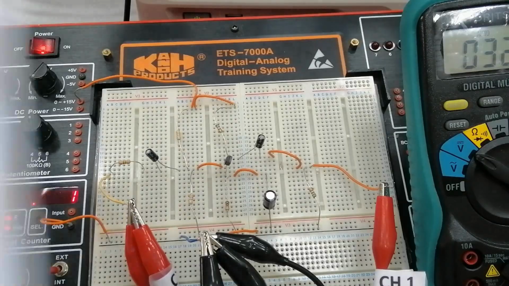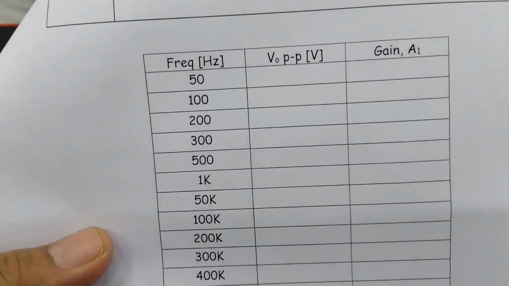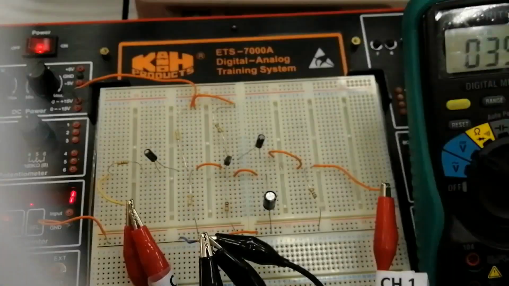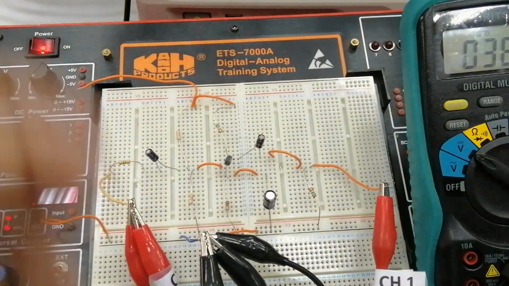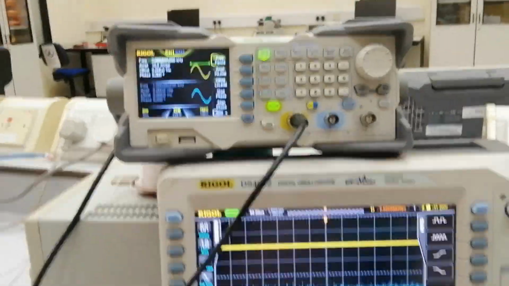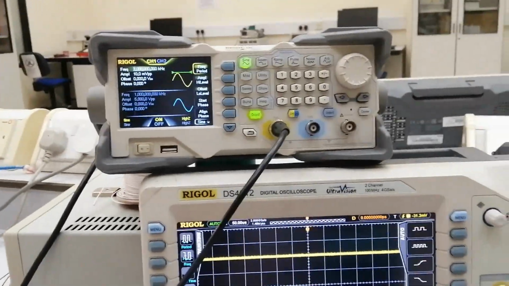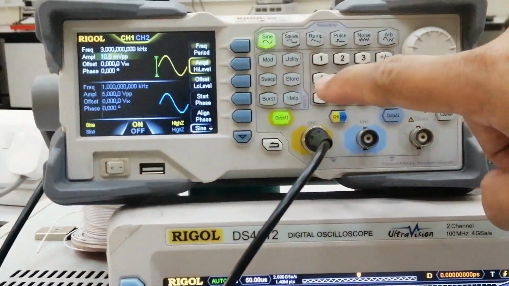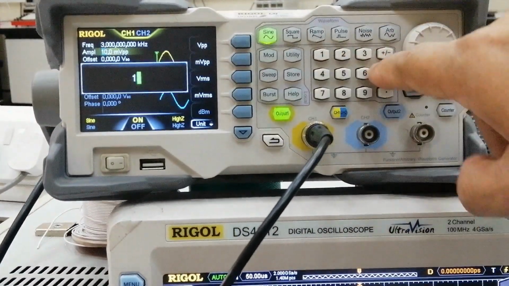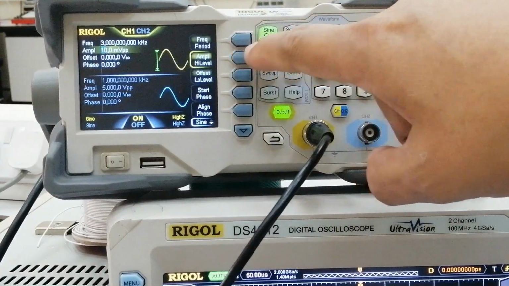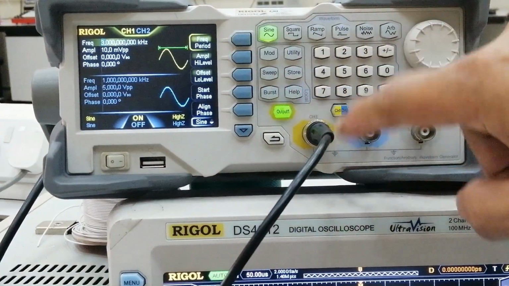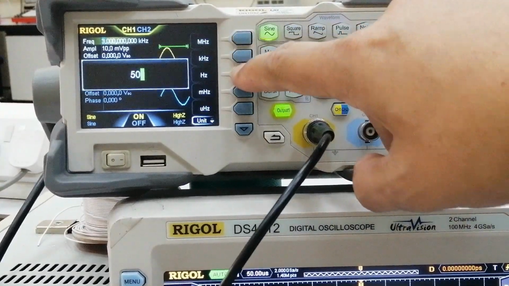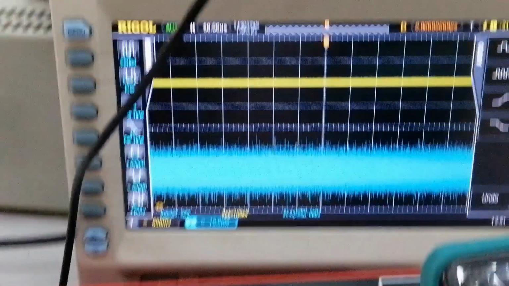Okay, first we had to set our frequency, and of course our input is 10 millivolt peak to peak. So let us try to set it from our function generator here. Let me just show you. Our input amplitude will be 10 millivolt. I'm selecting this millivolt, and then for frequency, I'm going to start with 50 hertz.